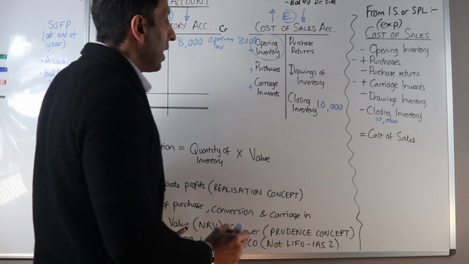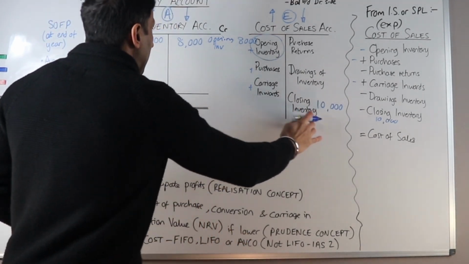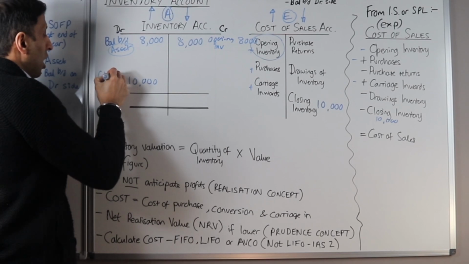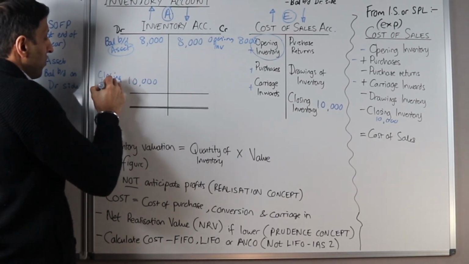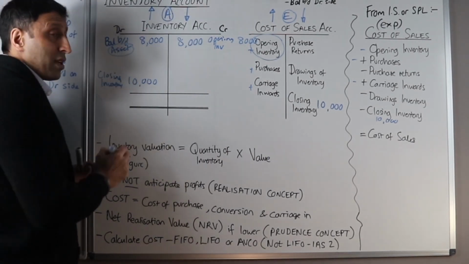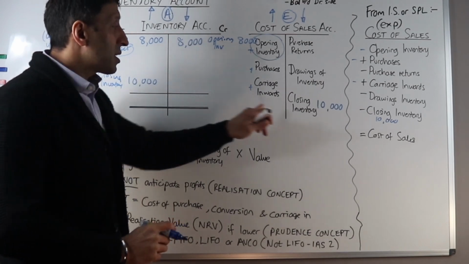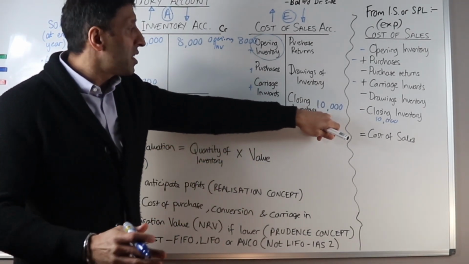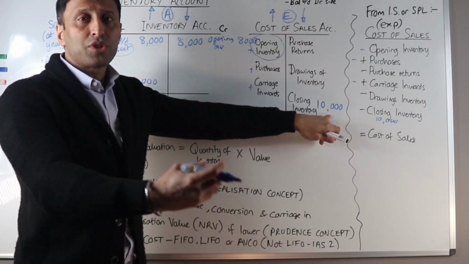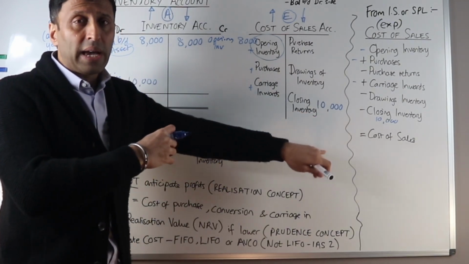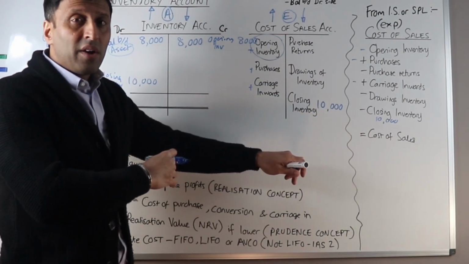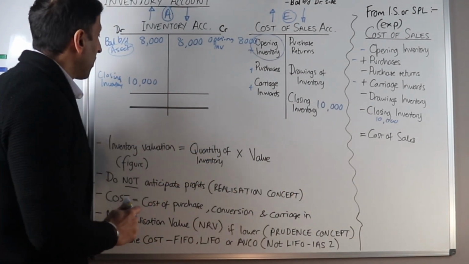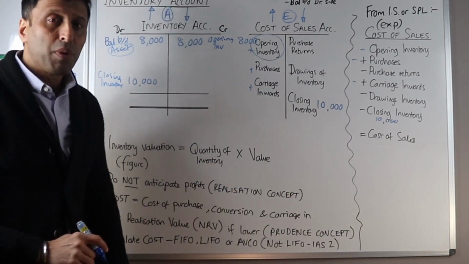We take it out from here, 10,000, we credit that account and we debit the inventory account with the closing inventory value. So that value has come from the cost of sales transferred. Remember, the income statement has now done the year. Now we transfer that back into the inventory account so we can get a figure for the statement of financial position for the inventory from this account. So closing inventory is put into here.